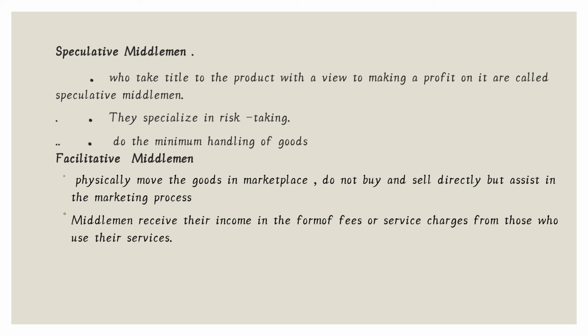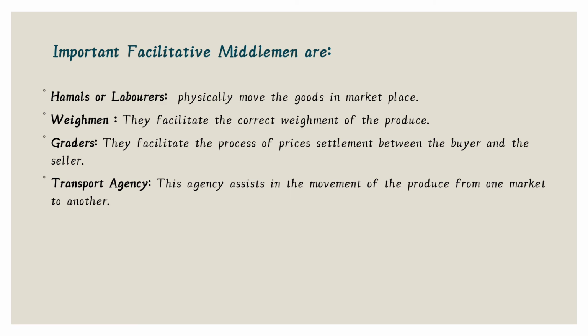Next, facilitative middlemen. Some middlemen do not buy and sell directly but assist in the marketing process. Marketing can take place even if they are not active, but the efficiency of the system increases when they engage in business. These middlemen receive their income in the form of fees or service charges from those who use their services. The important facilitative middlemen are hummers, weighmen, traders, transport agencies, graders, auctioneers, etc.